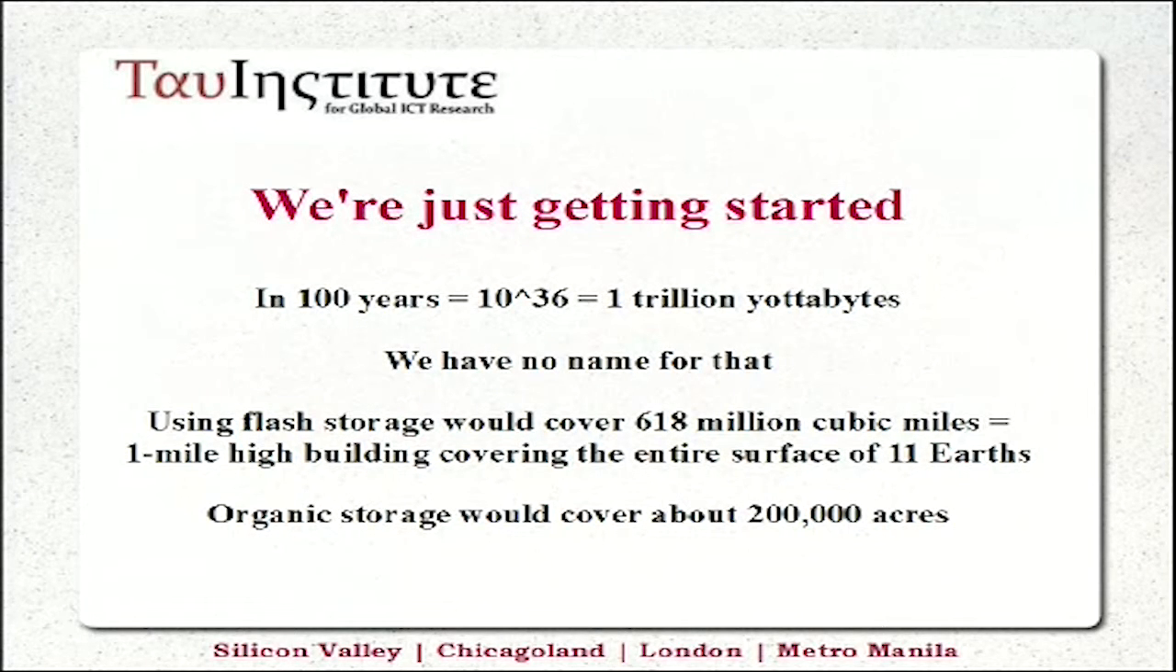And then if you really want to think big term, 100 years out, at that growth rate, because of the wonders of exponential notation, it's easy to figure. It goes to 10 to the 36, which is 1 trillion yottabytes. And again, these numbers I think we can only understand abstractly. We have no name for 1 trillion yottabytes yet. Someone will come up with one someday, but we don't have it.